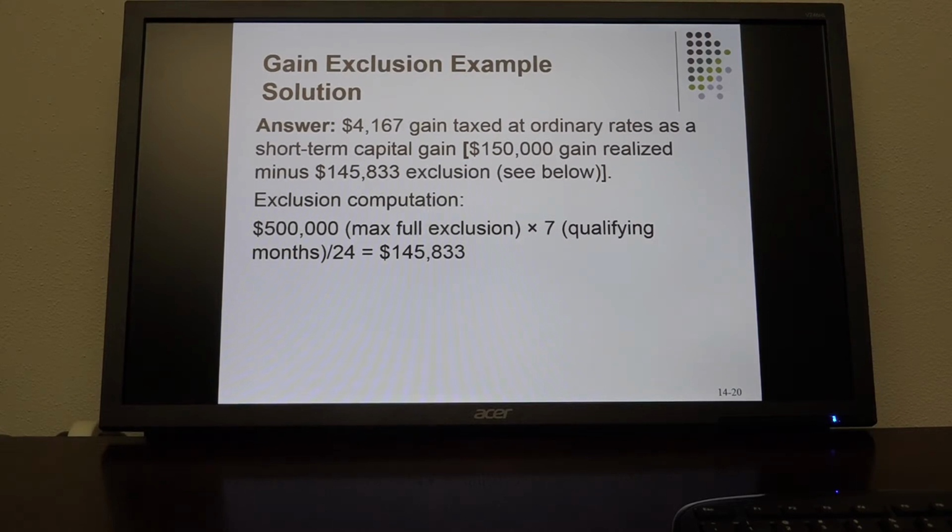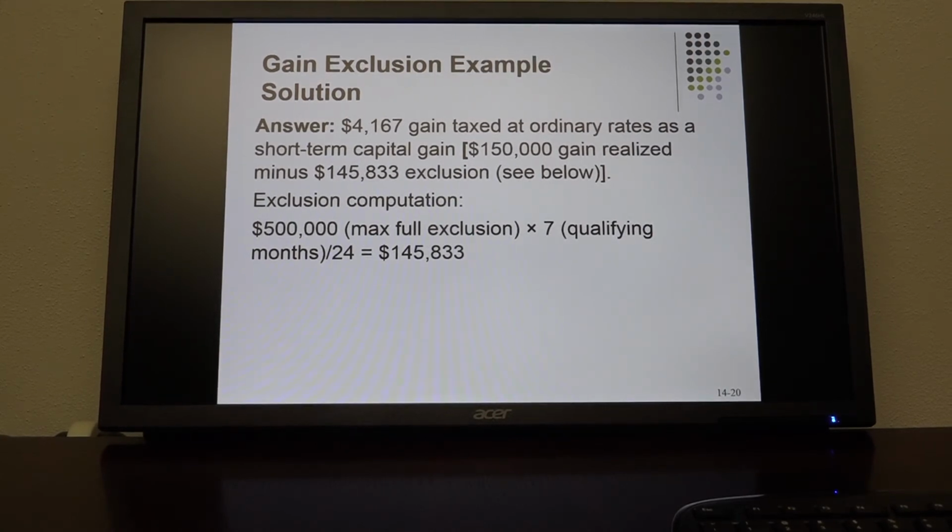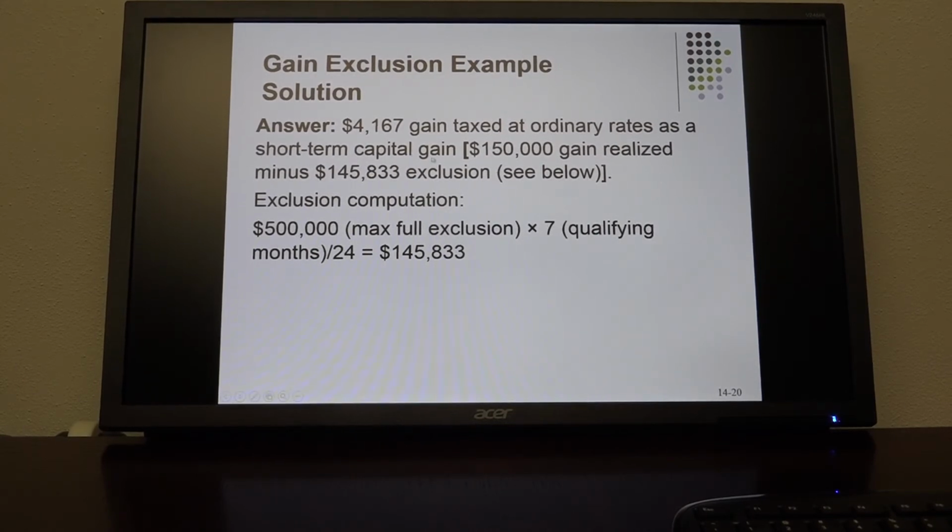is taxed as a capital gain, but because they held the property for less than 1 year, unfortunately, it's short-term capital gain, which, as you should know by now, is subject to ordinary tax rates. Whatever the taxpayer's ordinary tax rate is what's going to be the rate.